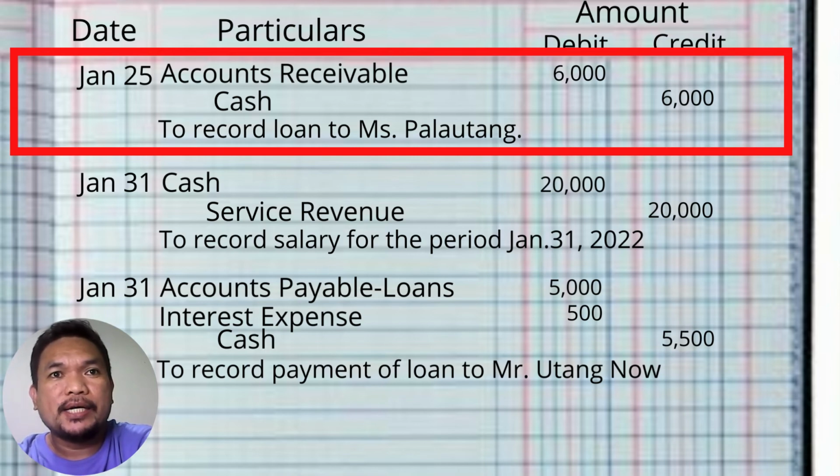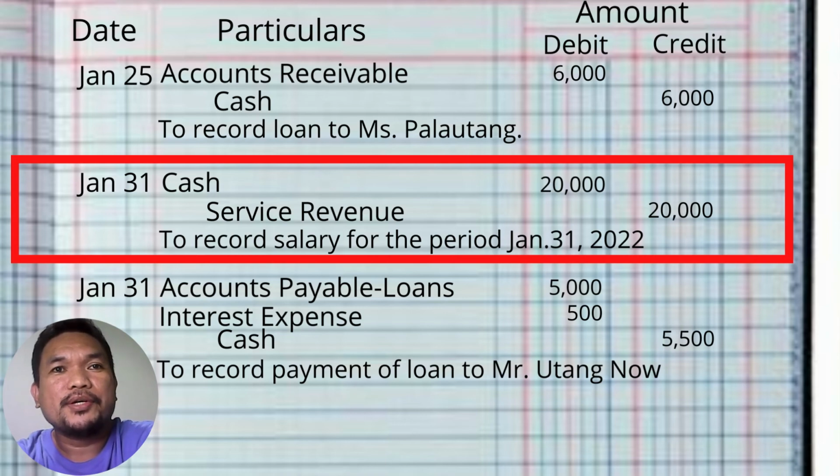January 25, alright, so ito yung time na nagpautang ka, okay, so to your friend. So you record accounts receivable, okay, which is 6,000 yung pinautang mo, and then you credit cash for 6,000. Alright? So, yung explanation mo, to record loan to Miss Palautang. Oy, bakit ba pinautang?